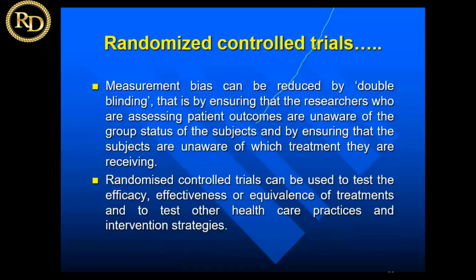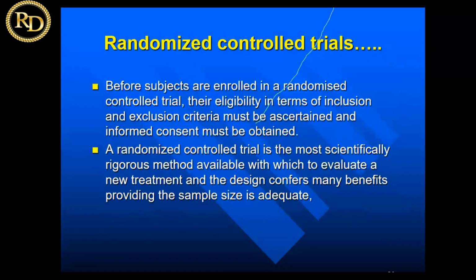So in a randomized control trial, measurement bias can be reduced by double blinding, as I told you. Neither the investigator knows, nor the research participant knows that he or she is undergoing an experiment. Randomized control trials can be used to test the efficacy, effectiveness, or equivalence of treatments and to test other healthcare practices and interventional strategies. Before subjects are enrolled, the eligibility in terms of inclusion and exclusion criteria must be ascertained and informed consent must be taken whenever any new drug is to be tested.